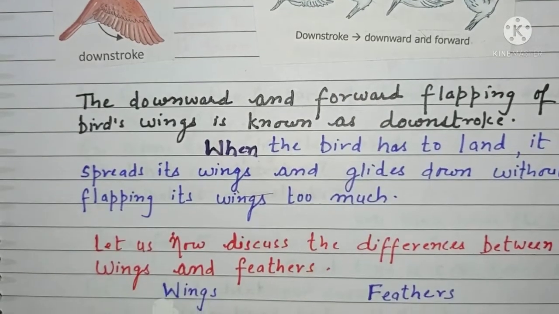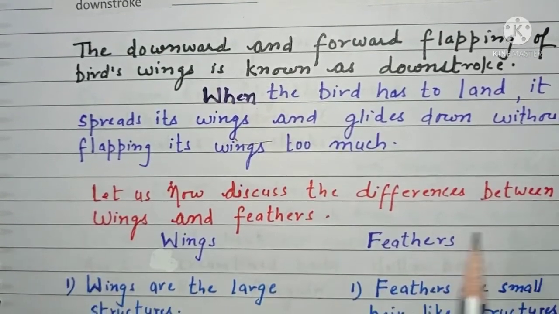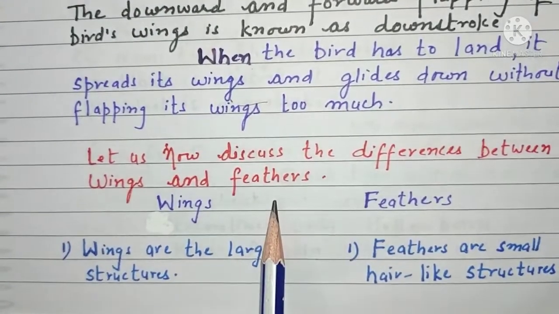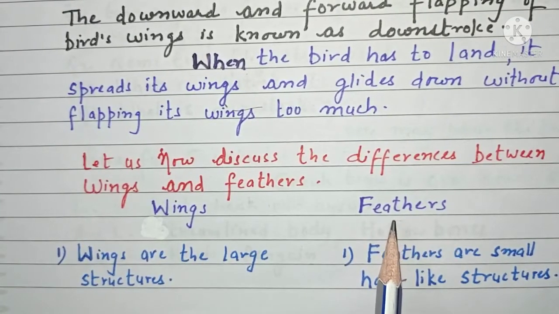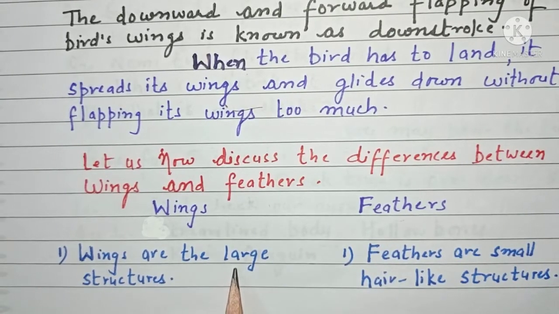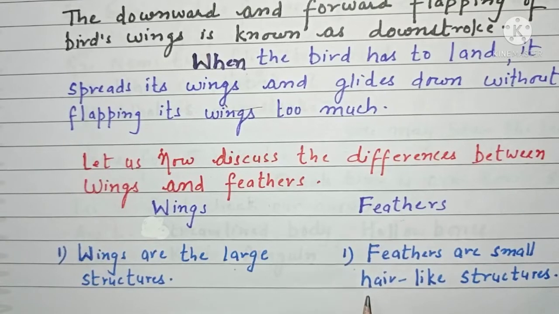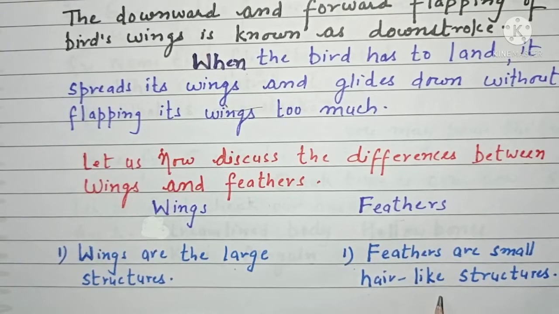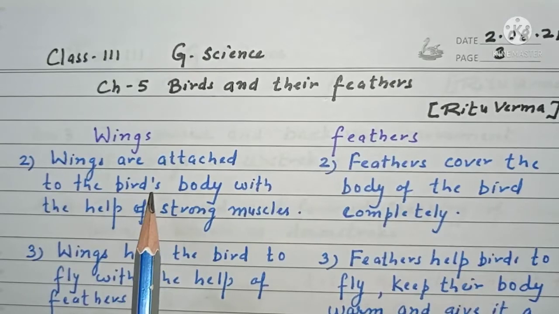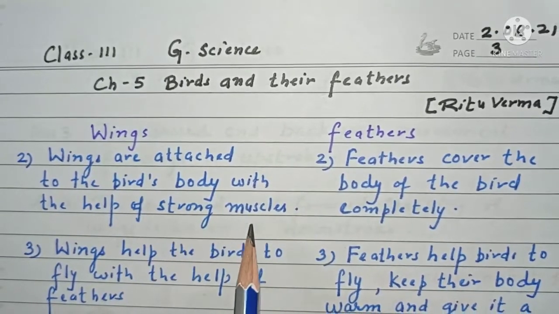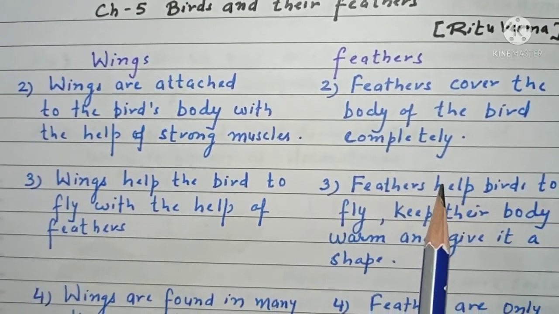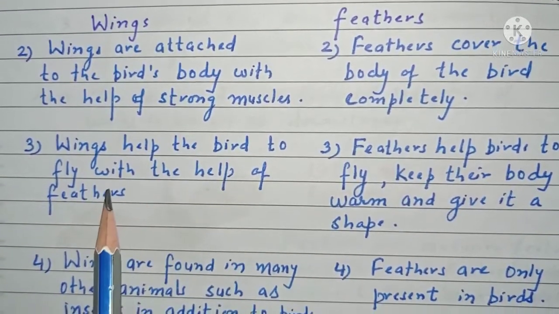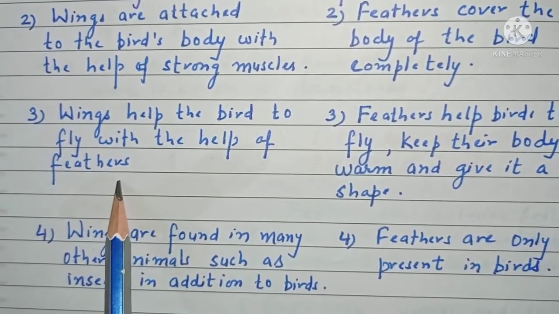Let us now discuss the differences between wings and feathers. You have heard about the terms wings and feathers. Now let us study how these two terms are different. Children, wings are the large structures and feathers are small hair-like structures. Wings are attached to the bird's body with the help of strong muscles, and feathers cover the body of the bird completely. Wings help the bird to fly with the help of feathers.